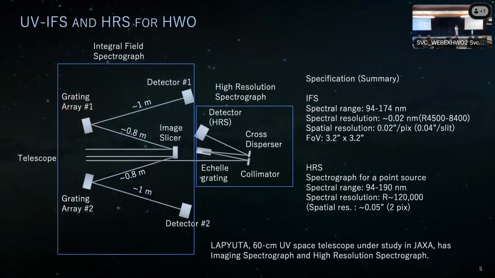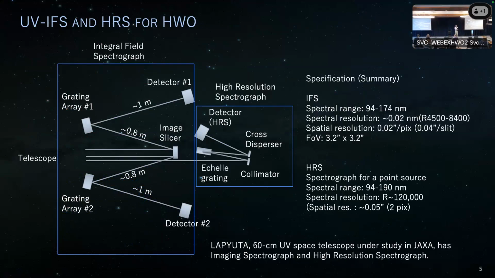At this moment, JAXA has started a study for a UV IFS and also an HRS in one package like this. The size is like this, so this is 1 meter. We have an image slicer, the grating array and the detector here. To achieve a wide field of view, we separate it into two parts, 1 and 2, for the IFS. The image slicer is not so big, so we think we put the light here for the HRS. The size is smaller than this table.